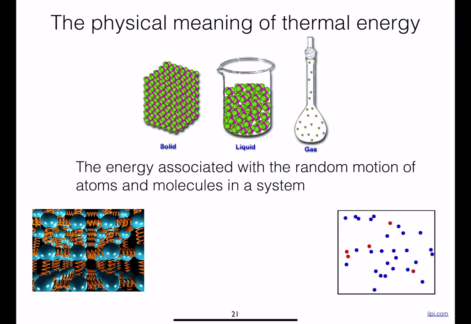So what does thermal energy mean? Energy associated with the random motion of atoms and molecules in a system. When you have a solid, molecules are closely bound. In a liquid, molecules are not as closely bound. In a gas, molecules are far apart. So you can convert, for example, a bowl of ice.